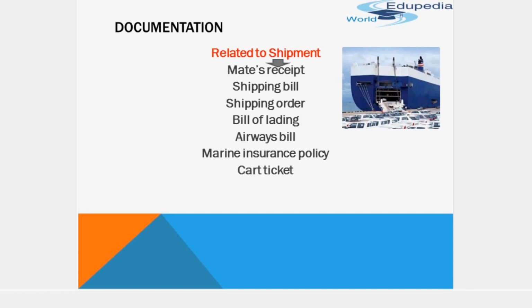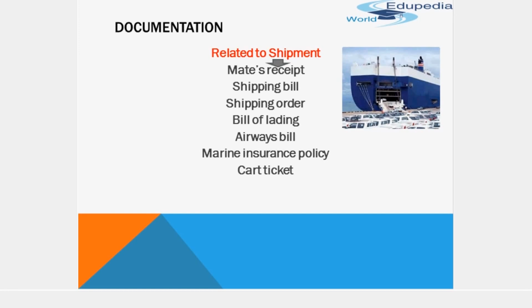Another is cart ticket. What is cart ticket? Cart ticket is prepared by the exporter which provides details regarding export cargo like shipper's name, number of packages, shipping bill number, etc. Cart ticket is also known as cart chit or vehicle pass or gate pass.